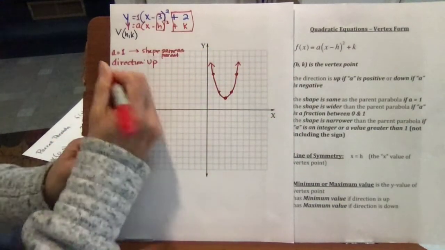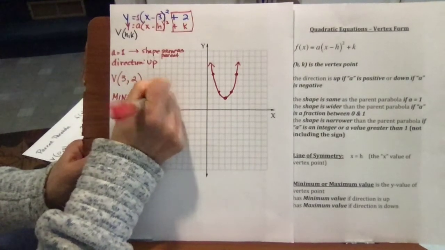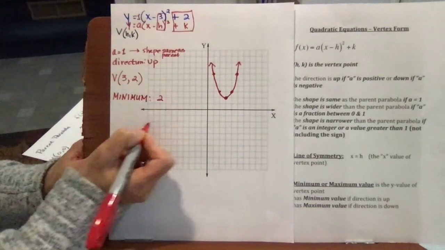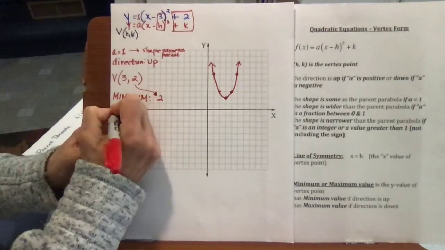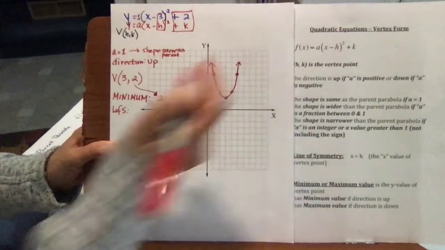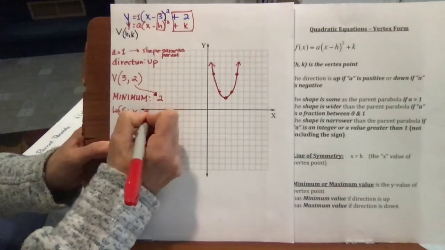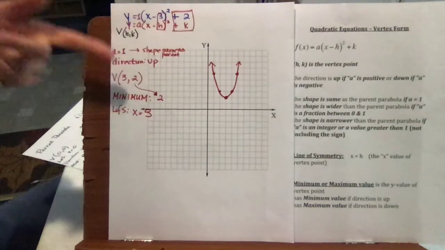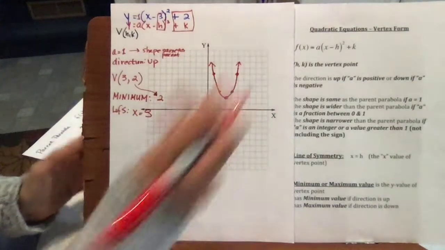Now, because it goes up, we have a minimum value. And that minimum value is the value from the y. It's on the vertex, so it's this guy. And we also have a line of symmetry, again, where we fold one side over the other. And it's always x equals, and it's still the x value from the vertex, which is 3. And we've got everything we need. We've got our direction, our shape, our vertex, whether it says a min or max, what it is, a line of symmetry, and we've graphed our parabola.